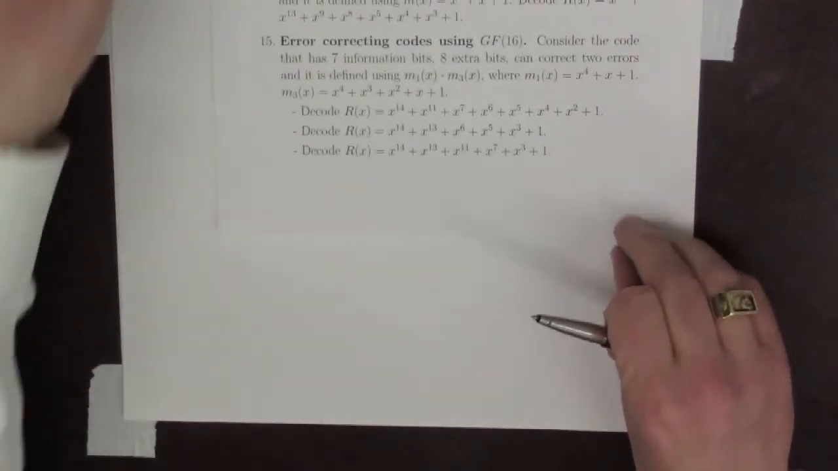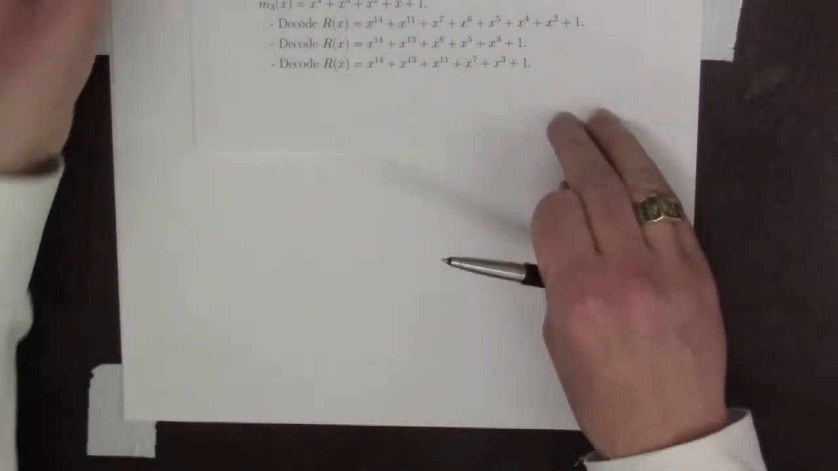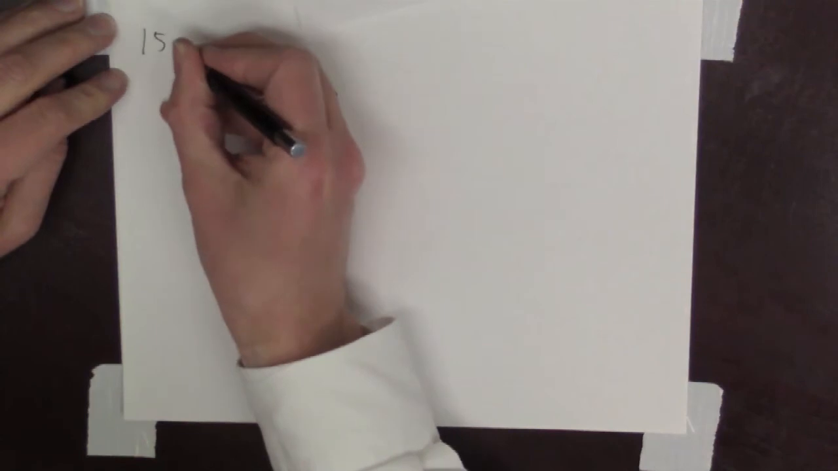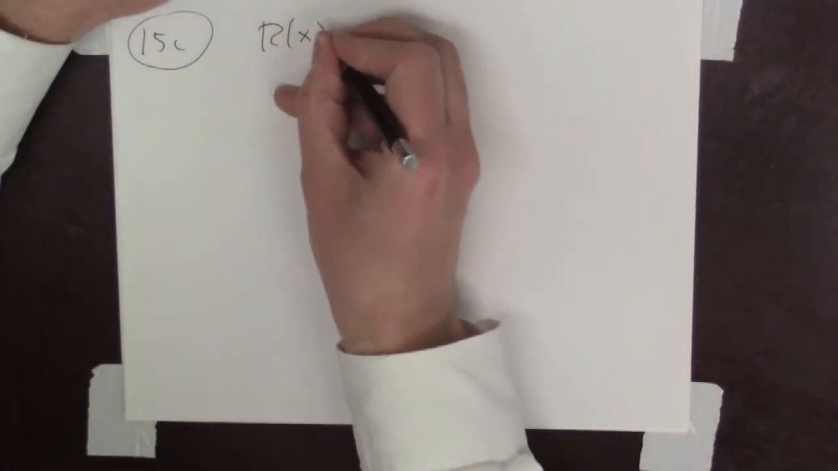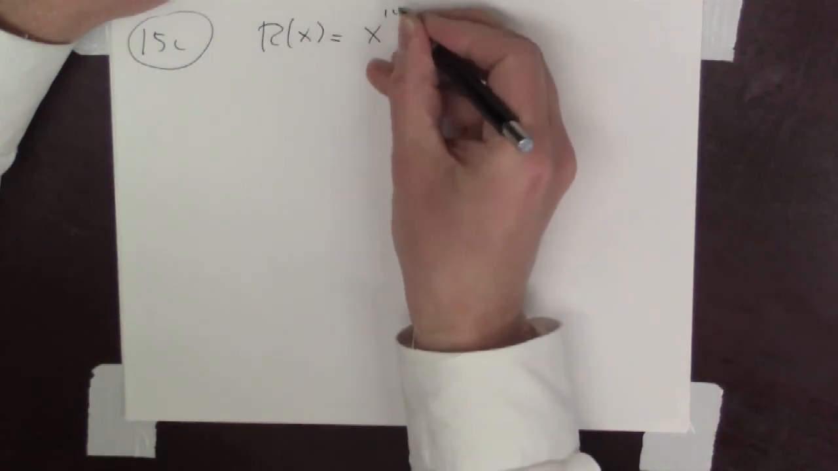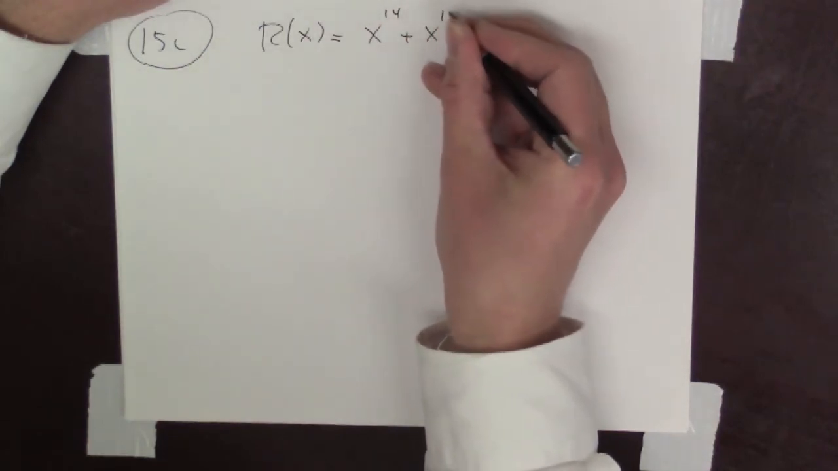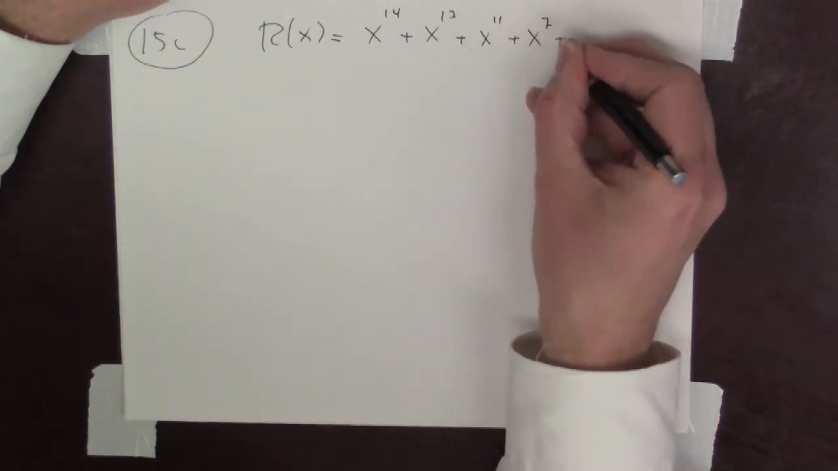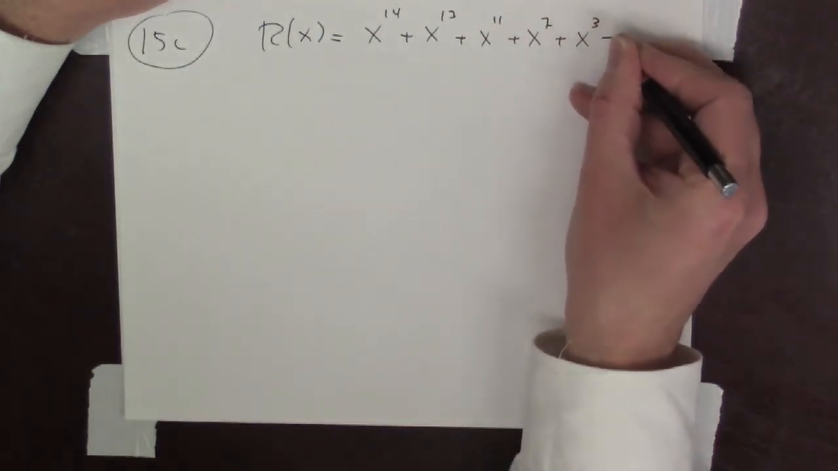And now for the last of the last problems. Decode R of x here. So this is 15c. We receive R of x to be x to the 14 plus x to the 13 plus x to the 11 plus x to the 7 plus x cubed plus 1.